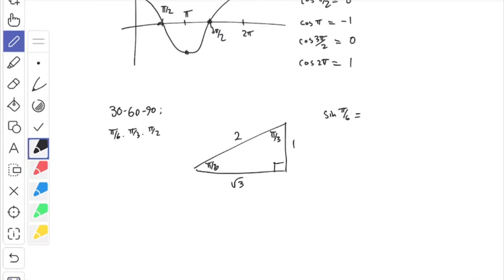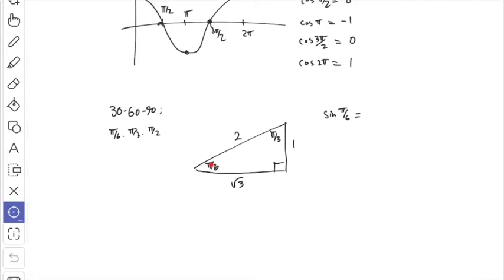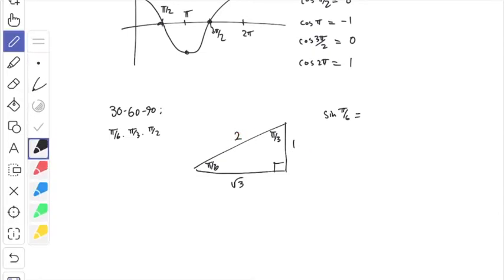Yeah, 1/2. The opposite side, so I'm talking about pi over 6, which is this angle. The opposite side is 1, and then the hypotenuse side is 2. So this is 1/2. And then cosine pi over 6, being the adjacent over the hypotenuse, is root 3 over 2. And then we can also say, what are the values for pi over 3?